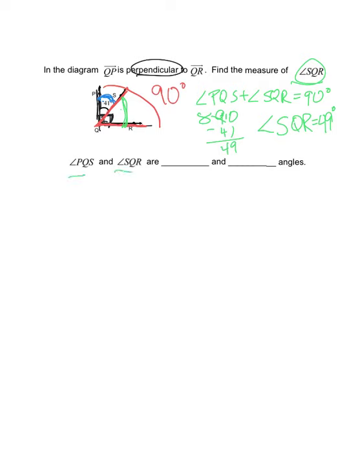So angle SQR is equal to 49 degrees. Angle PQS and angle SQR are blank and blank angles. They're two different types of angles. They add up to 90 degrees, so we know they are complementary. And they're also what other kind of angles? We've learned complementary angles, supplementary angles, and adjacent angles. So are they adjacent? They do share a common vertex, Q, and they also share a common side. They do not overlap, so yes, they are adjacent angles. So they're adjacent and complementary.